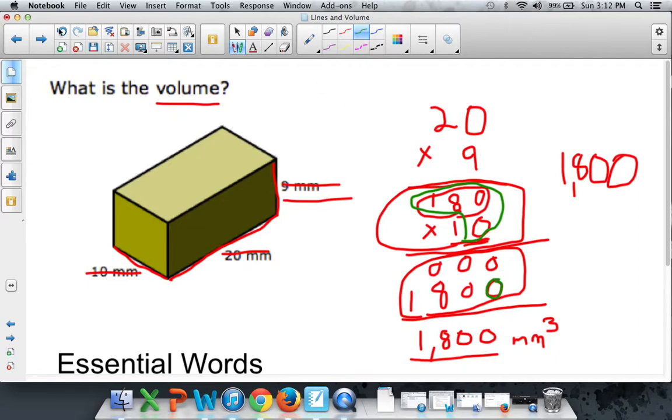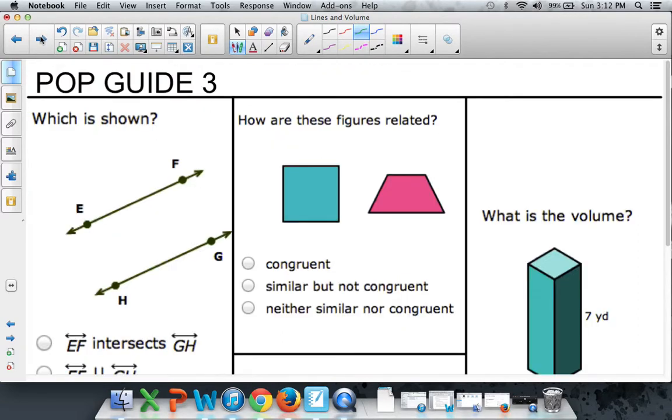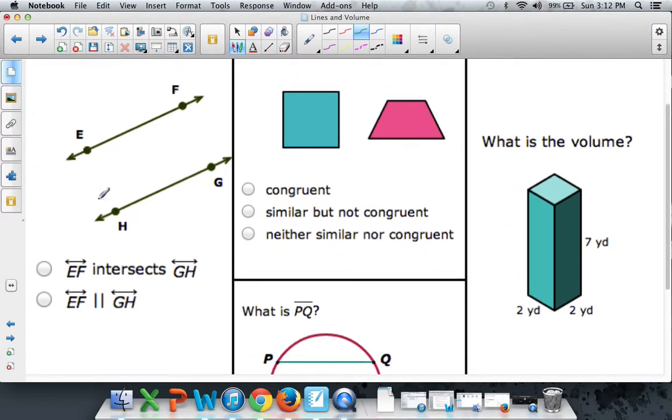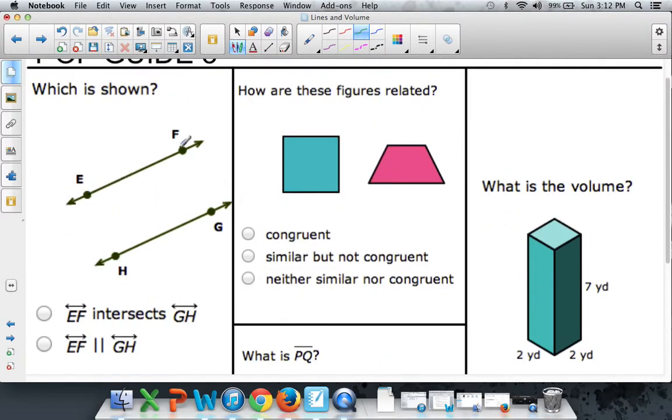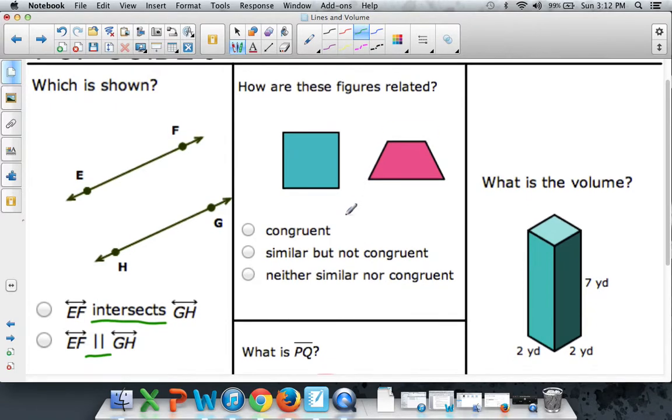Let's look at our Pop Guide practice problems. They show you 2 lines. They want to know if these lines are intersecting or if they're parallel. These 2 lines right here, that's a symbol for the word parallel. How are these figures related? Are they congruent? Are they similar? Or are they not either of those things?